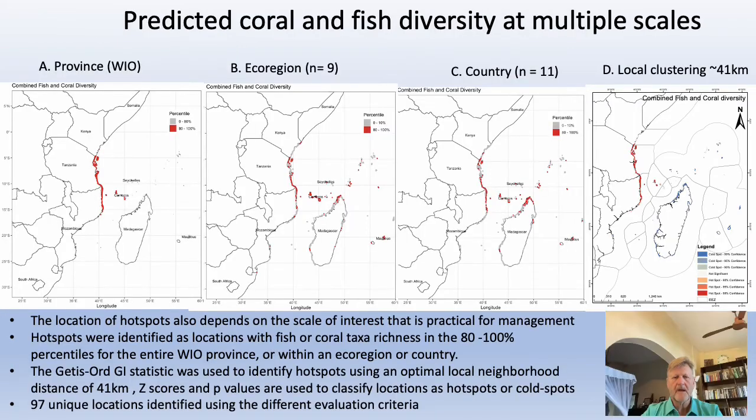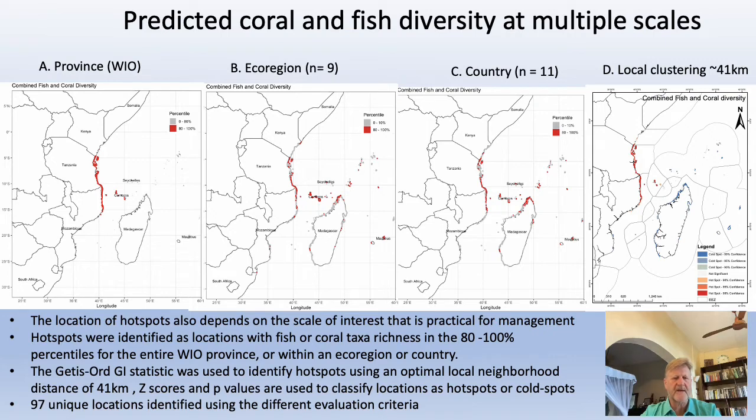Now we get to one of the main points of this exercise, which is to determine where the biodiversity hotspots are located. And what you can see here is it depends on the number of criteria that you use to designate hotspots, and also on the spatial scale or the spatial characteristics of the hotspots. So you have 3 measures of biodiversity, coral, fish, and they're combined, and you have 4 scales. One is the province, one is the ecoregion, and one is the country. And then we have a 4th scale, which is what we call local clustering.